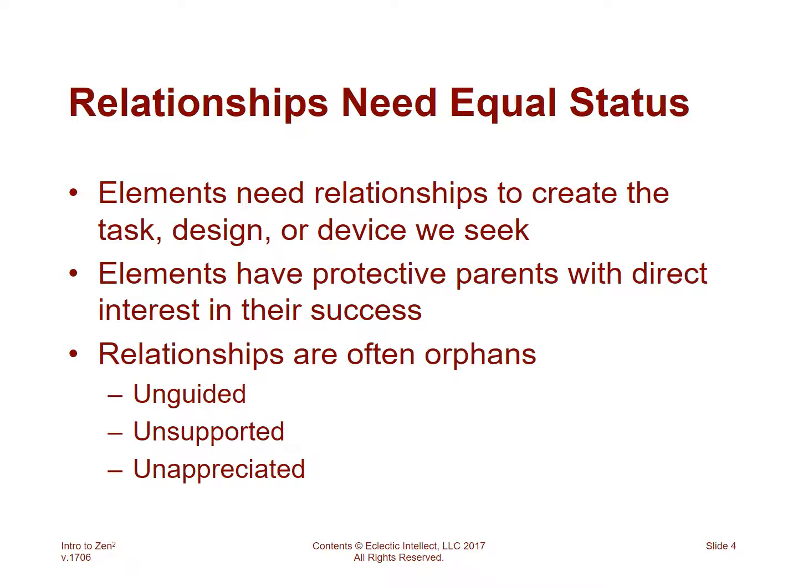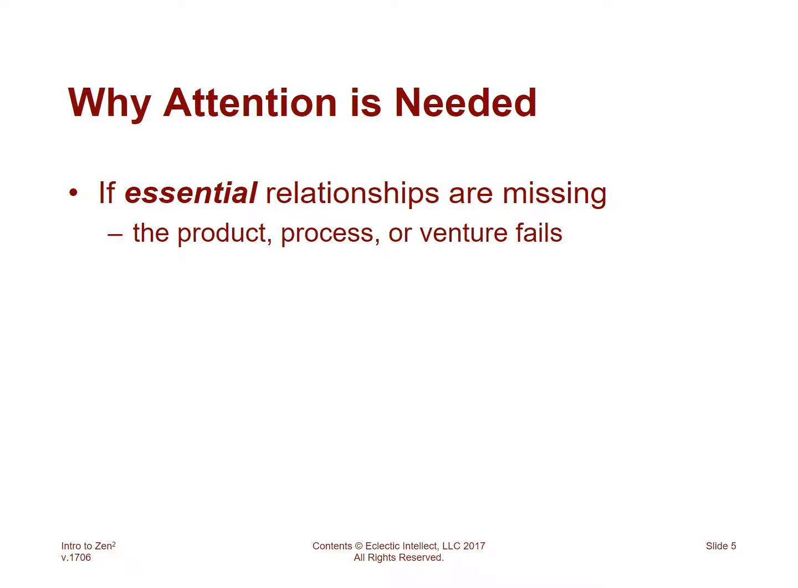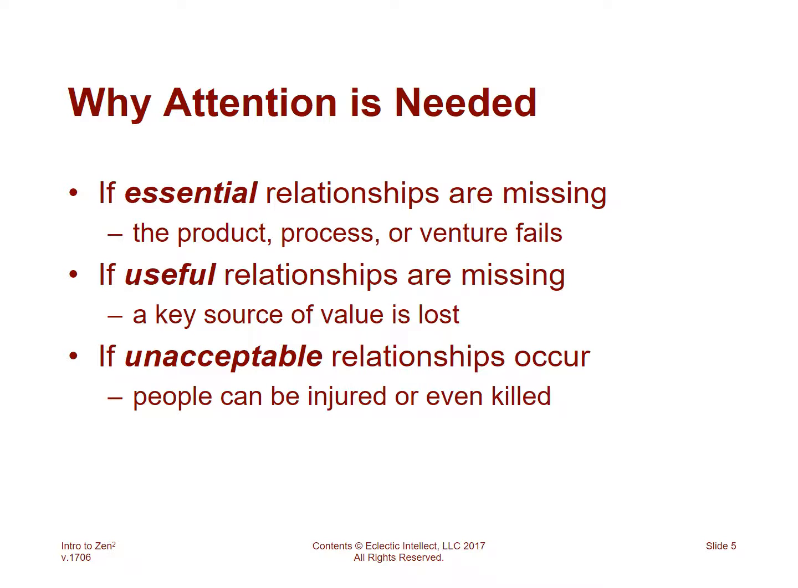But the connections between them are kind of orphans in many cases, and they can often end up unguided, unsupported, unappreciated, and generally not as managed or exploited as the elements that they're connecting. So there's a reason that attention is needed in this space. If essential relationships are missing, the product, process, or venture will fail. If useful relationships are missing, then a key source of value is lost, and in a competitive market that can be pretty damaging. If unacceptable relationships occur, though, the most serious consequences are present and people can be injured or even killed.